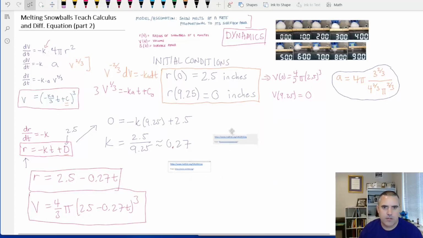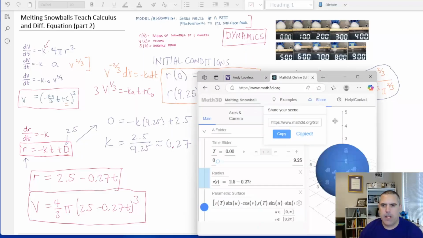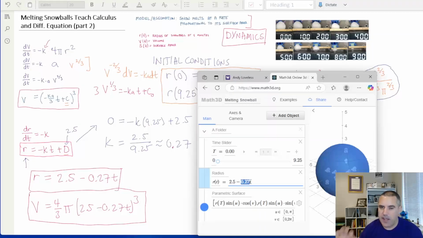I'll put it in my description when I am here at the end. Make it a little bigger. So I'll put that in the description when I make this video, but then you can play around with that all you want. It's just a free online 3D calculator. And you could change these numbers. You could say, this is my initial radius. This is my K.